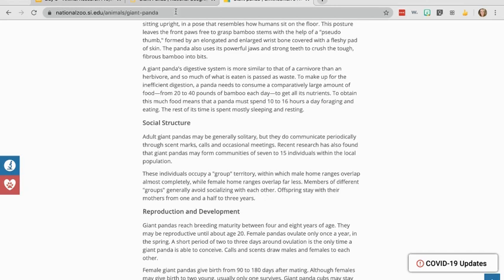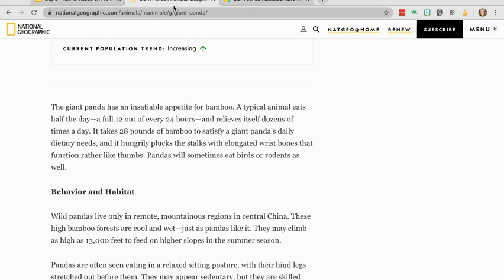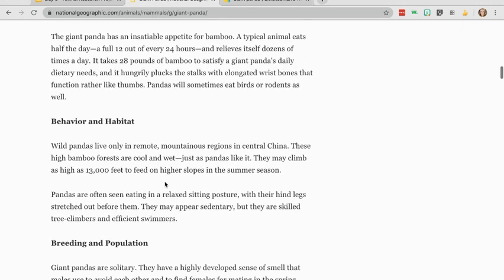Okay. I'm going to look at the National Geographic website and see if it says anything about that. Behavior and habitat. Wild pandas live only in remote mountainous regions in central China. These high bamboo forests are cool and wet, just as pandas like it. They may climb as high as 13,000 feet to feed on higher slopes in the summer season. Pandas are often seen eating in a relaxed sitting posture with their hind legs stretched out before them. They may appear sedentary, but they are skilled tree climbers and efficient swimmers.